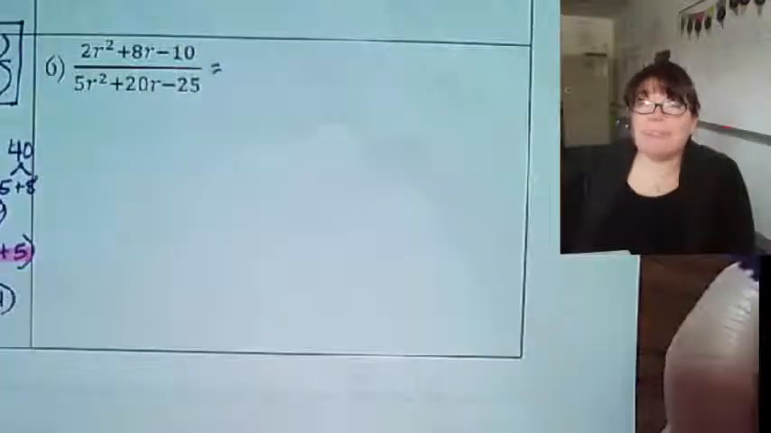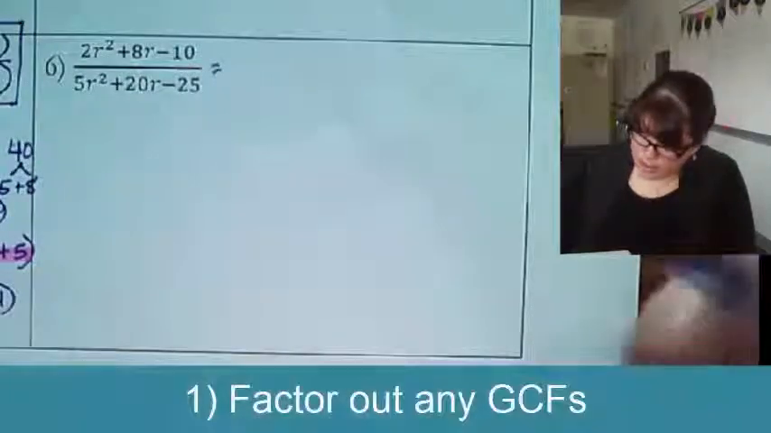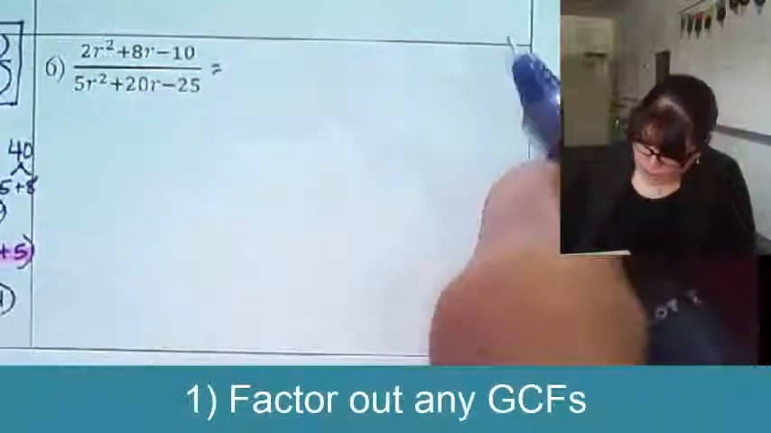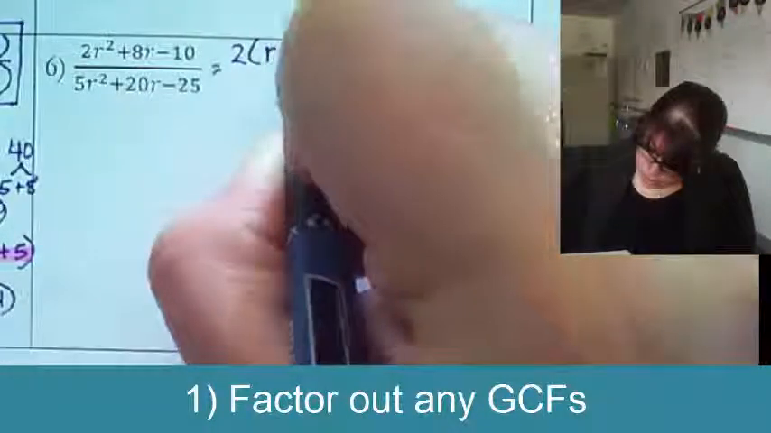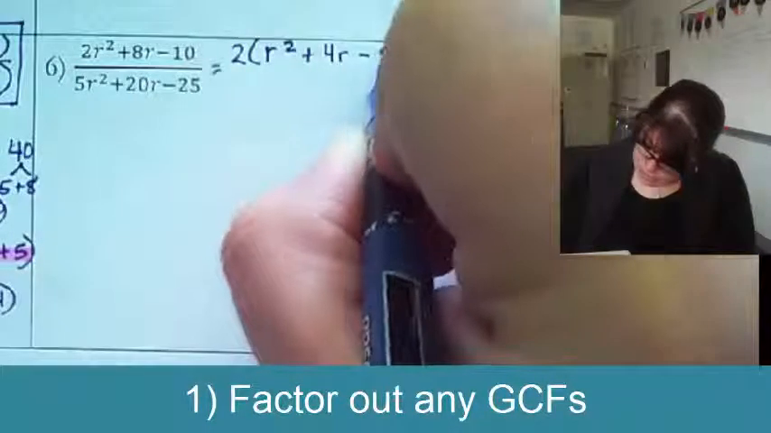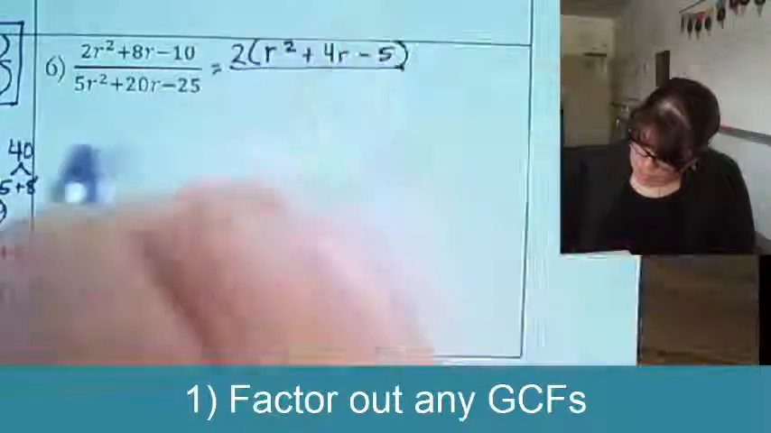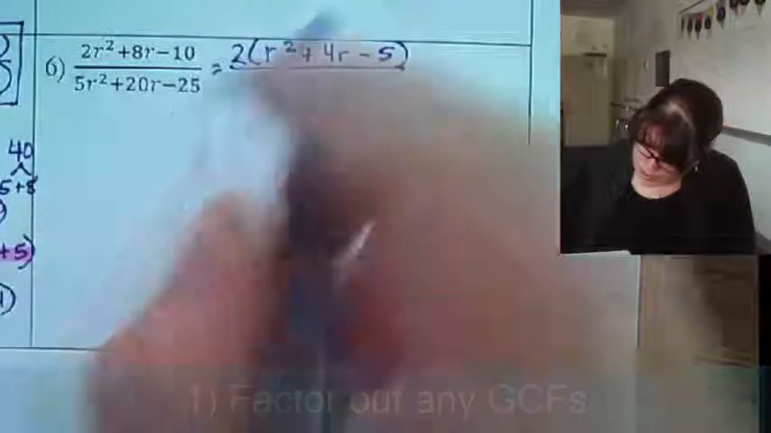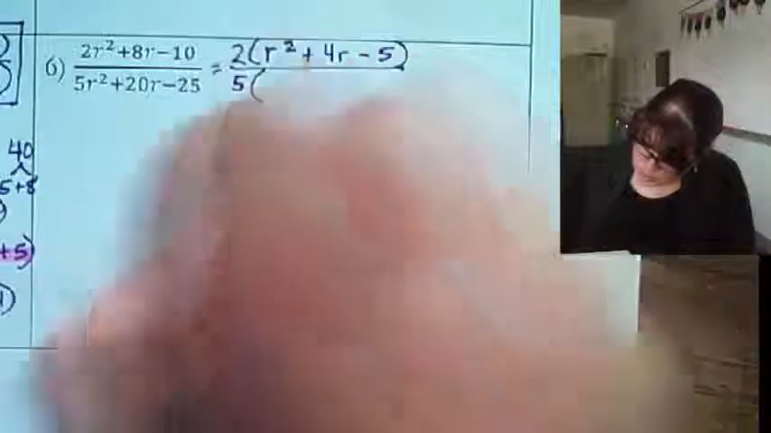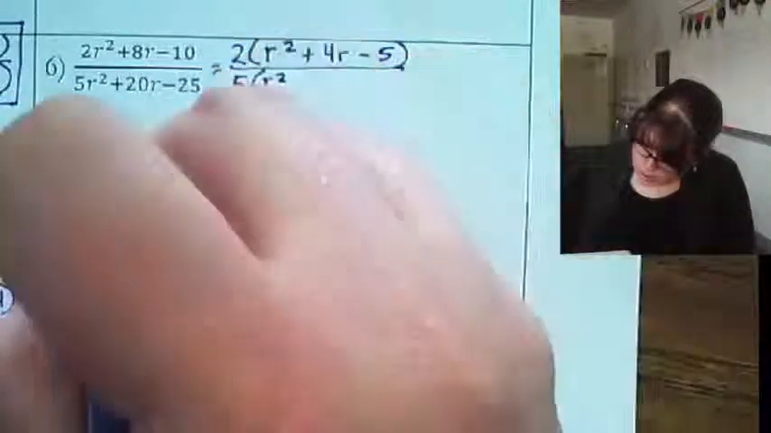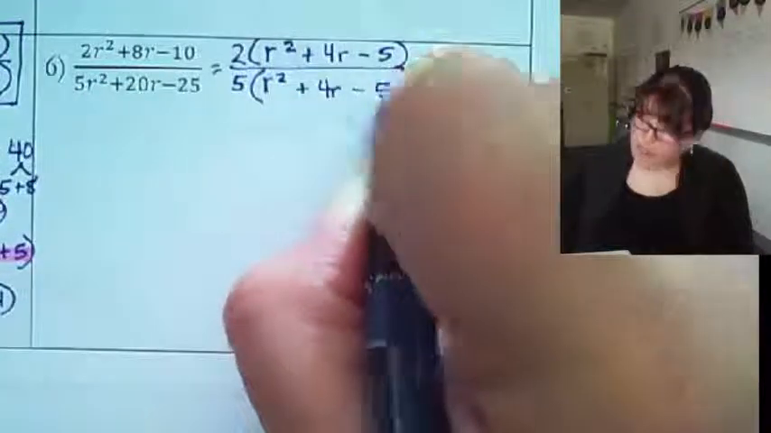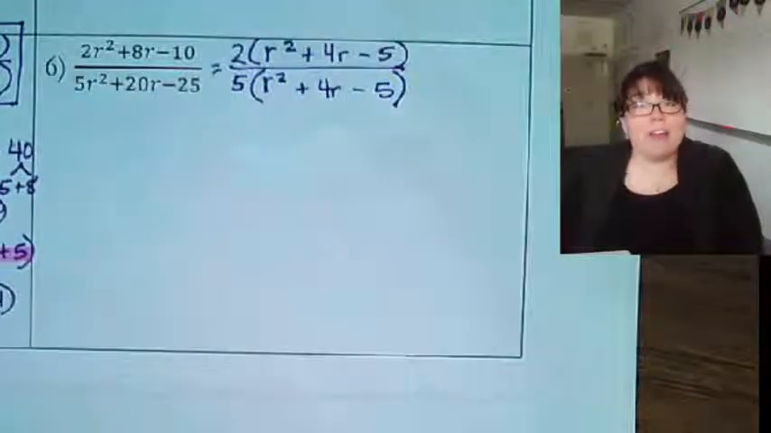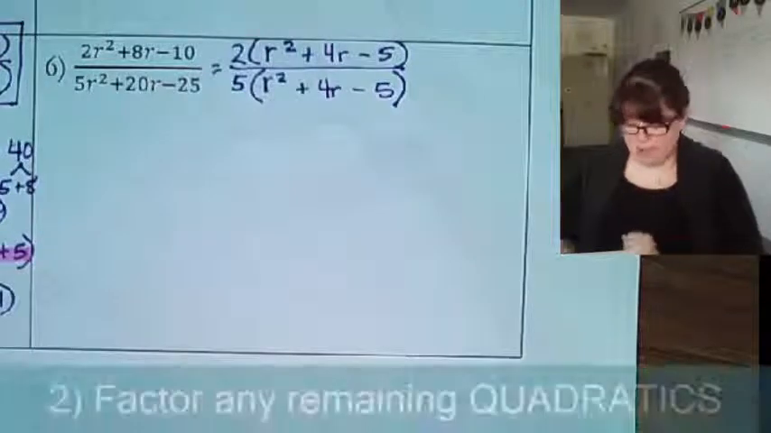Okay, so my first step is going to be to factor out a greatest common factor. In the top I see I can factor out a 2. That leaves me with r squared plus 4r minus 5. In the denominator, 5, 20, 25, I can factor out a 5. That leaves me with r squared plus 4r minus 5.